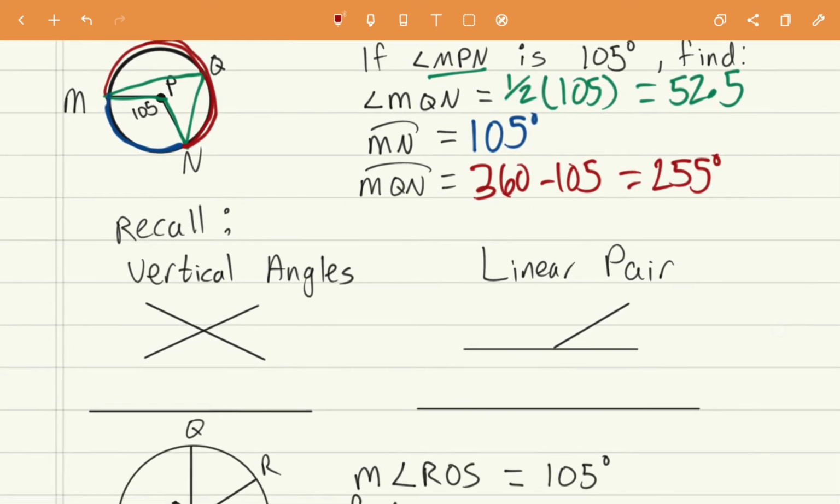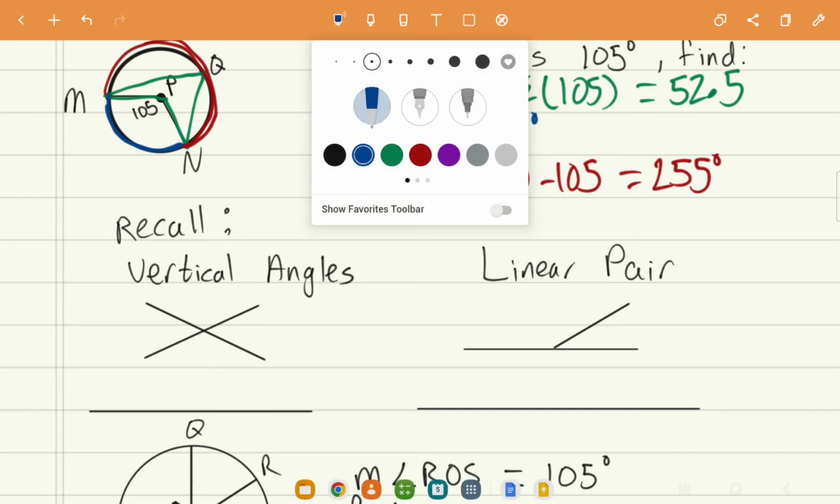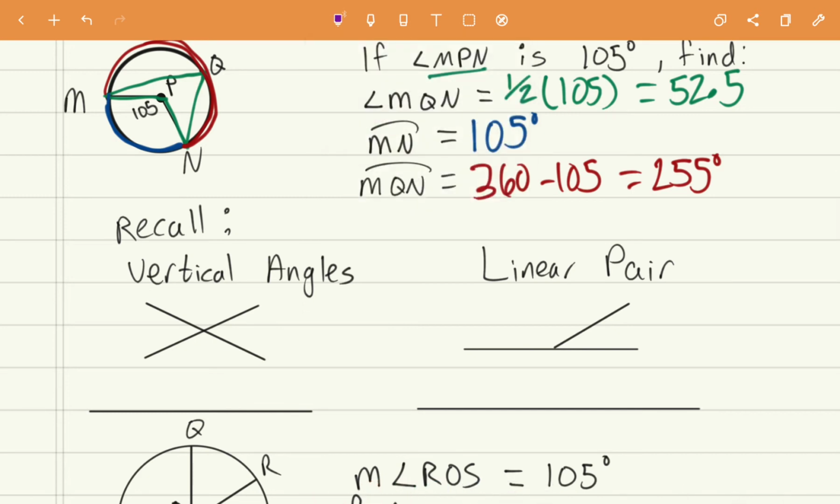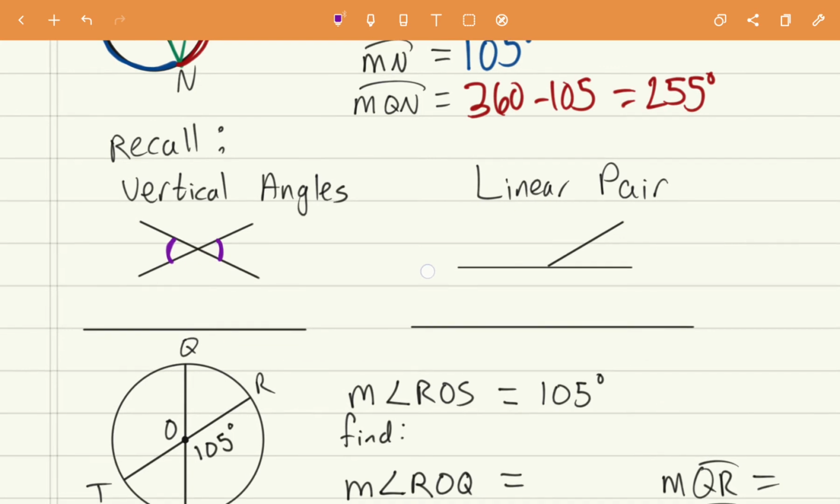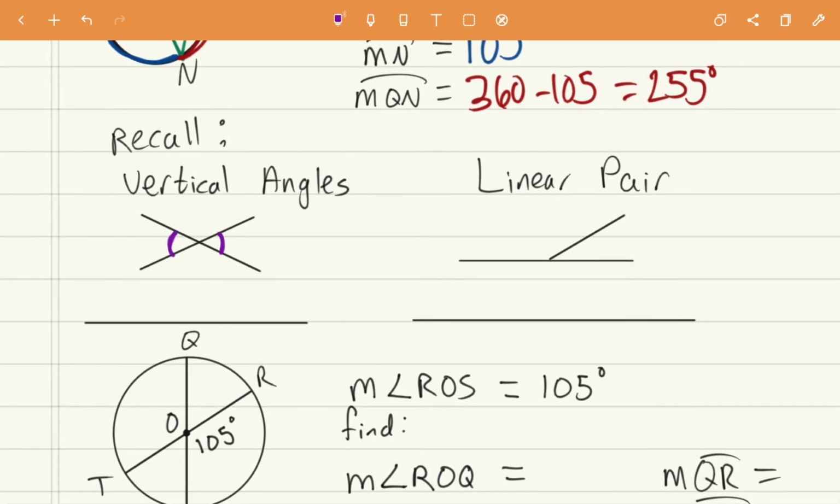Now let's recall a couple things from previous units. Vertical angles are angles that are across each other when lines are intersecting. And these are congruent. So like if this is 30, for example, this is also 30. If this is 60, this will be 60.